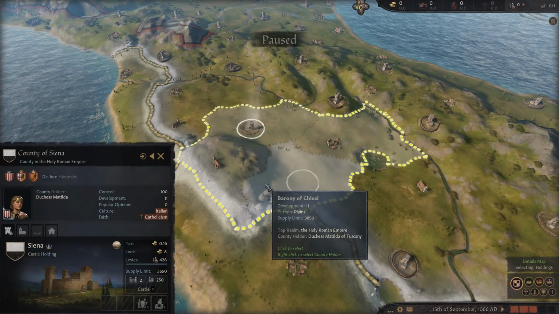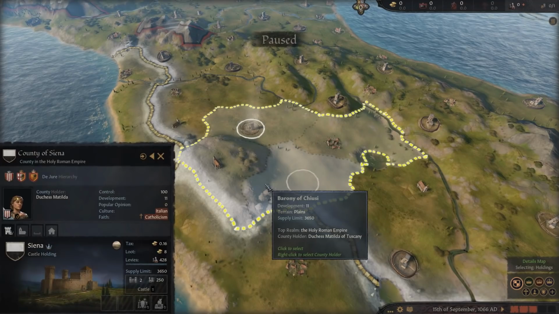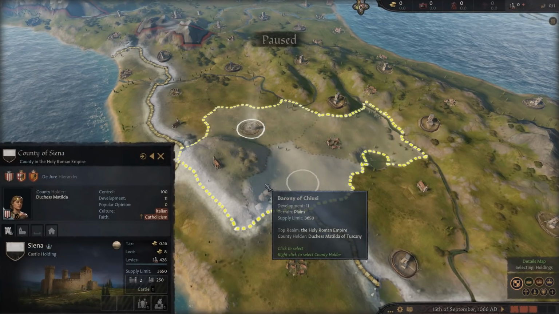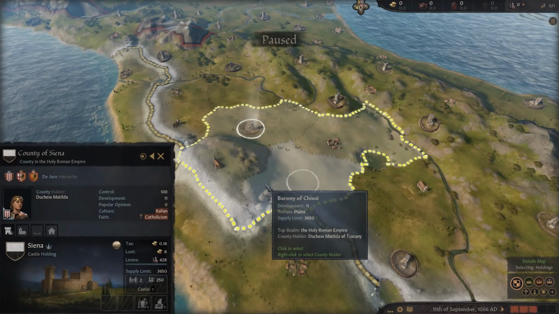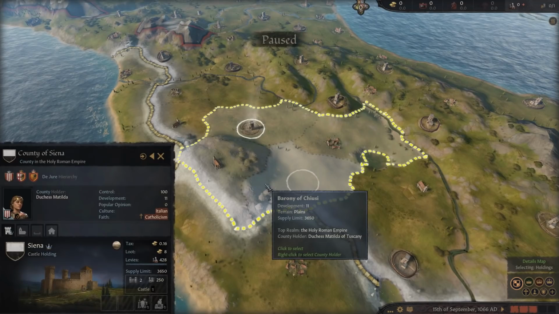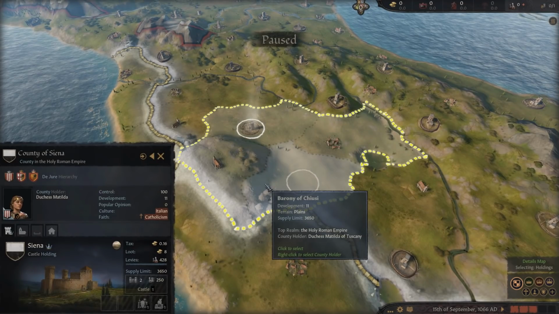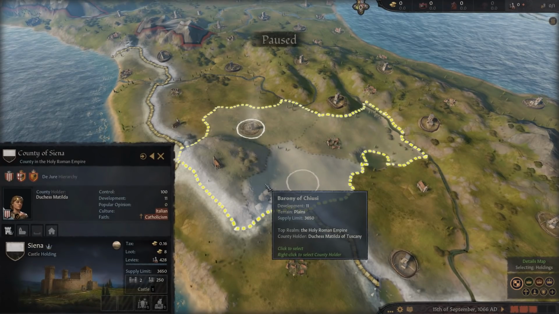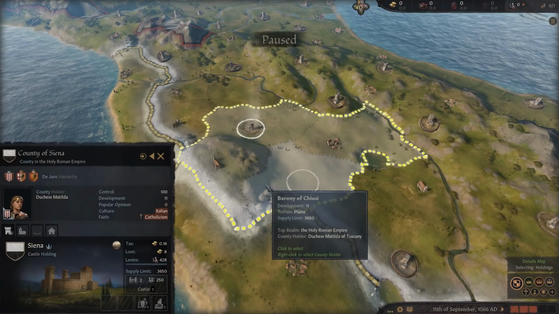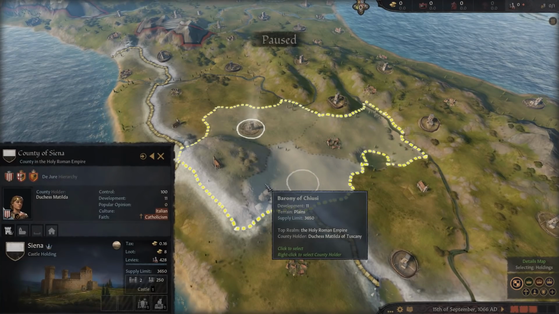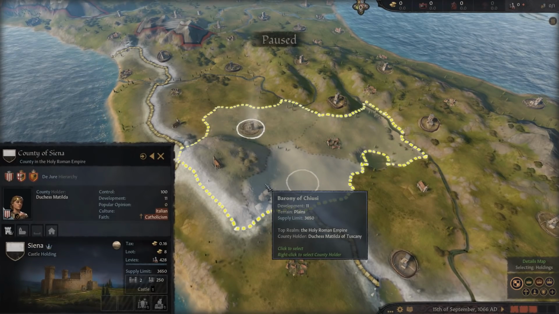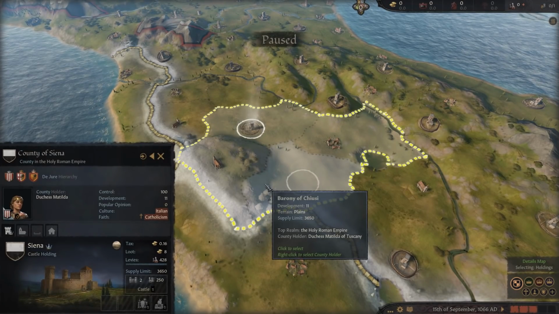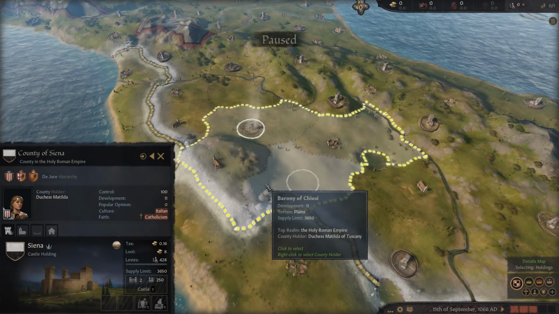The University of Siena and the Maestri who serve within are entirely funded by taxes from Siena itself, more specifically a tax imposed on those who rent rooms to its students. So that's kind of an interesting thing, but you need to take a decision to have it built here in Siena. What will it give you? Well, like every place else, pretty much a plus 20% monthly development growth countywide, plus 0.1 monthly development growth. On top of that, a plus 0.2 monthly renown, plus 10% monthly lifestyle experience, and then you get +1 in intrigue per level of fame, and +1 learning per level of fame.